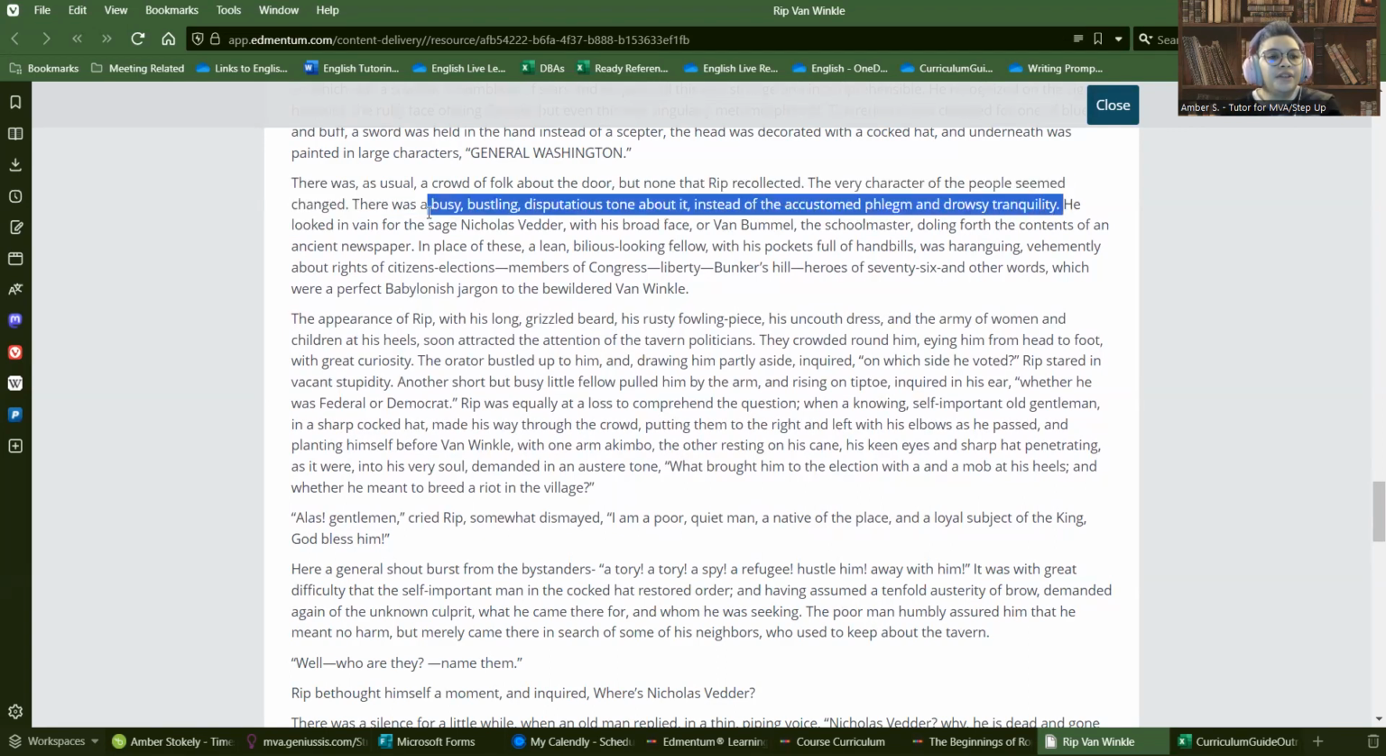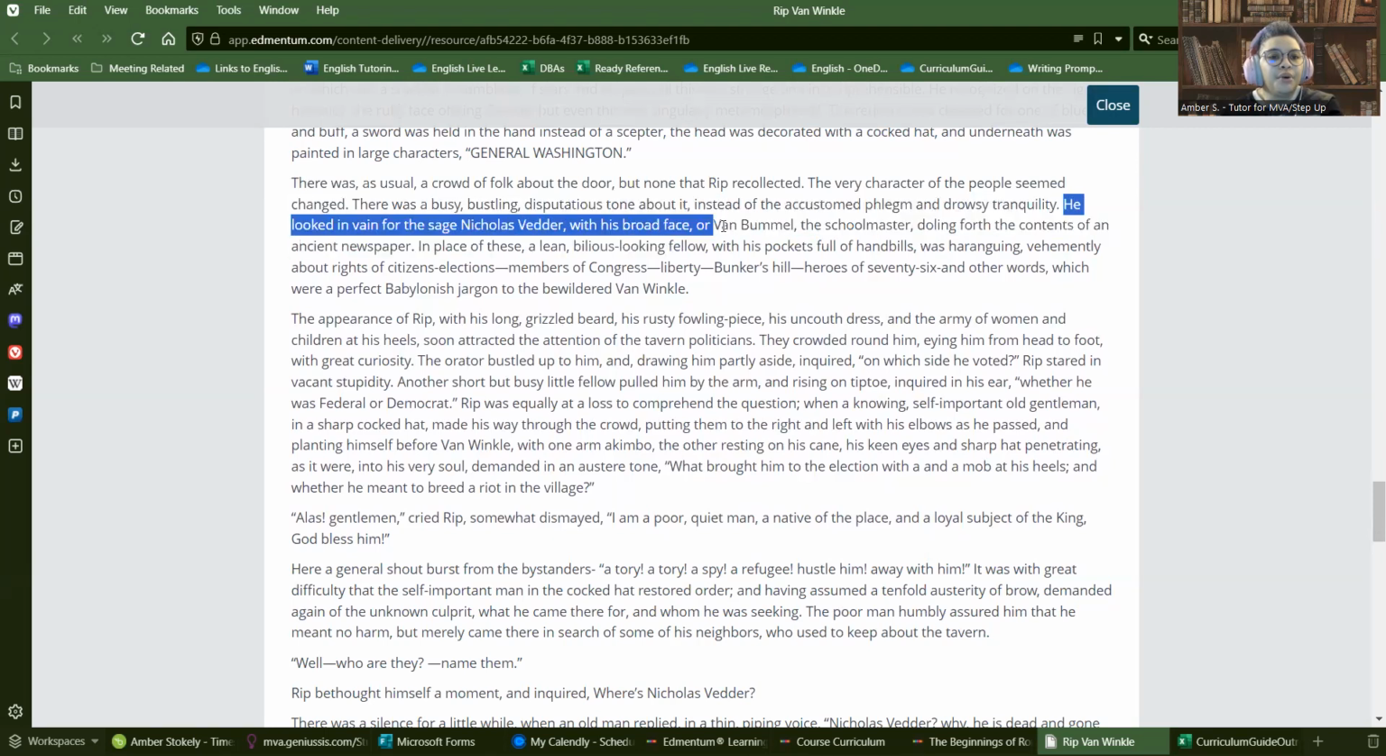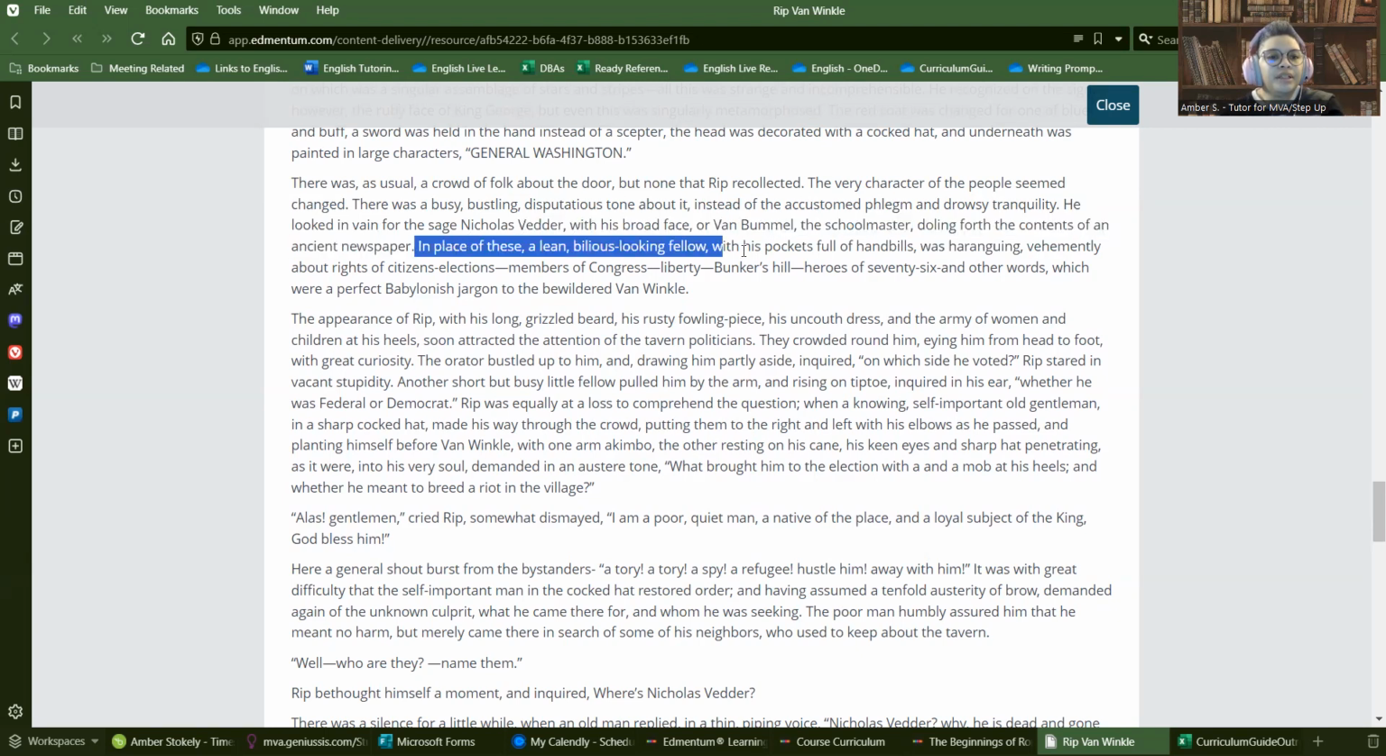He looked in vain for the sage Nicholas Vedder, with his broad face, or Van Brummel, the schoolmaster, doling forth the contents of an ancient newspaper. So doling means to pass out. So he's passing out information in this case. He's looking for the people he used to know. In place of these, a lean, bilious looking fellow, and we'll look up bilious. Let's go ahead and do it.